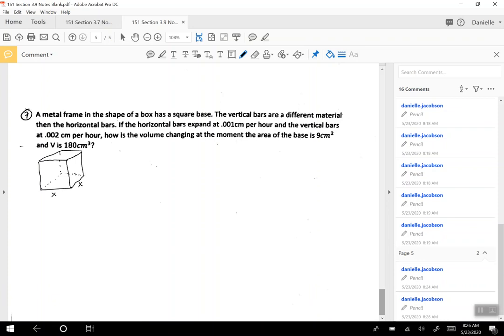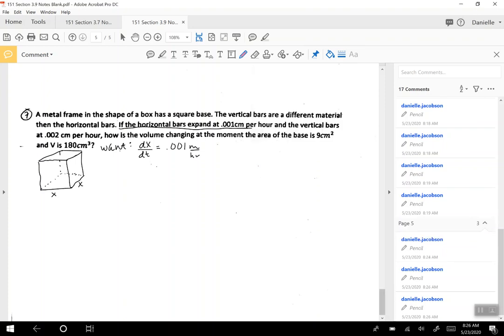Okay, the vertical bars are a different material than the horizontal bars. If the horizontal bars expand at 0.001 centimeters per hour, all right, so horizontal bars is what I call the x. I'm going to start writing this information down as we go because it seems like we have a fair bit. So the horizontal bars expand at 0.001 centimeters per hour, right? That's one piece of information. So I know dx/dt, the rate of change in those bars, is 0.001 centimeters per hour.